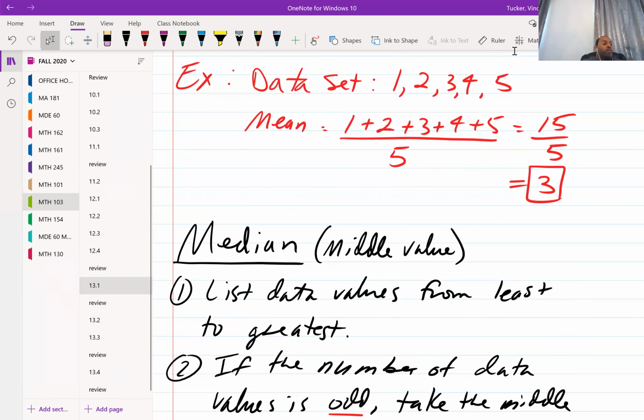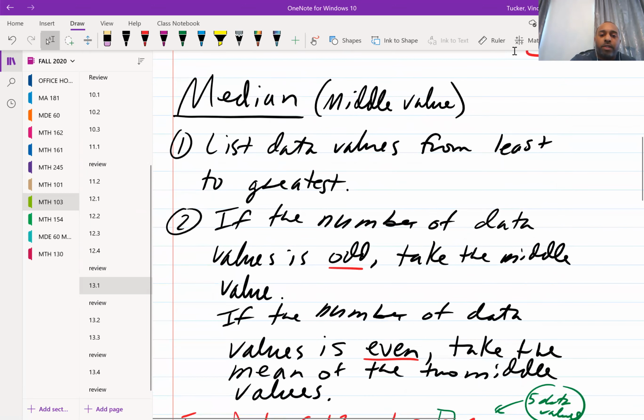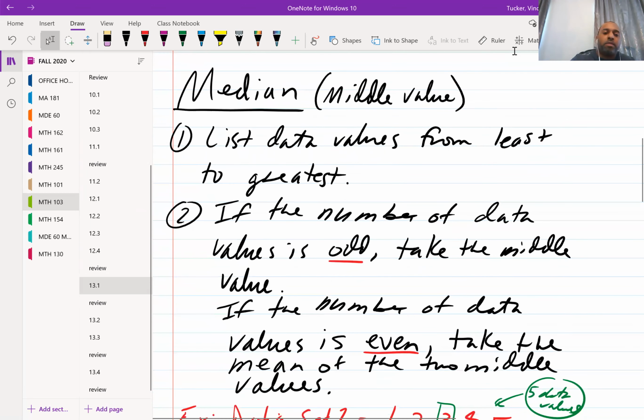Next one is the median. You can think about middle or middle value. That's your median. First step, a lot of people miss the first step on this one, so make sure you hold true to it. You want to list all of your data values from least to greatest. It's always your first step. If the number of data values is odd, you take the middle value. If the number of data values is even, take the mean of the two middle values.